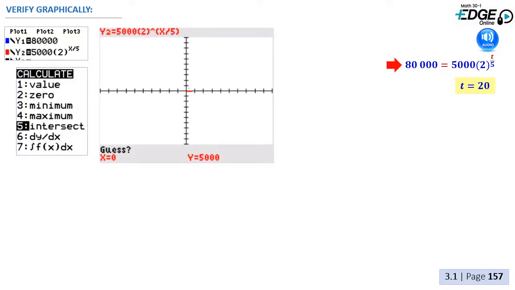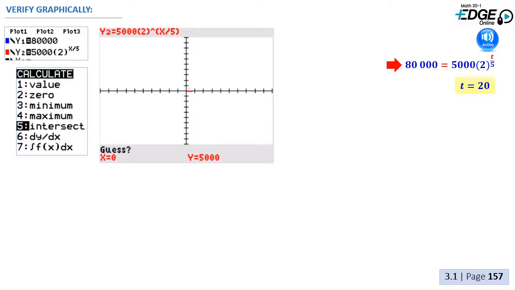I'd like to show you how to solve this problem graphically now, but it might seem a little bit frustrating. Bear with me and I'll explain why. I'm going to input as our y1 value 80,000. That's our goal. I'm then going to input as our y2 value 5,000 times 2 to the x over 5. Here the x is taking the place of the t. So this represents the left side and right side of our equation.